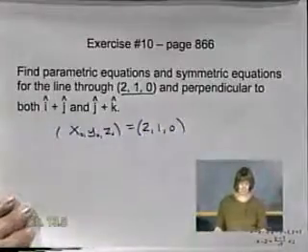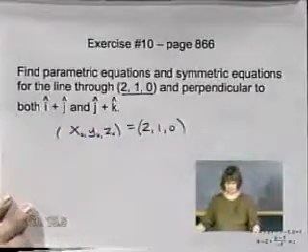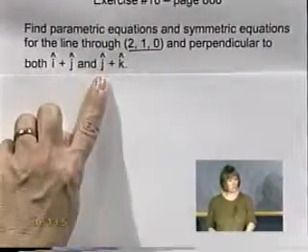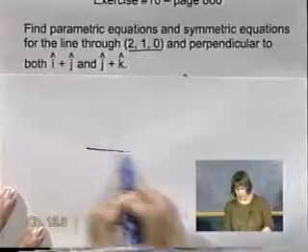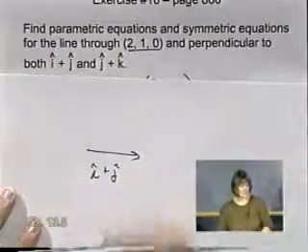I've got my particular point. x0's 2, y0's 1, and z0's 0. But I need a vector. I need my line perpendicular to these two vectors. So I got one vector, i plus j. Notice I never worry about drawing to scale. I just draw two vectors.